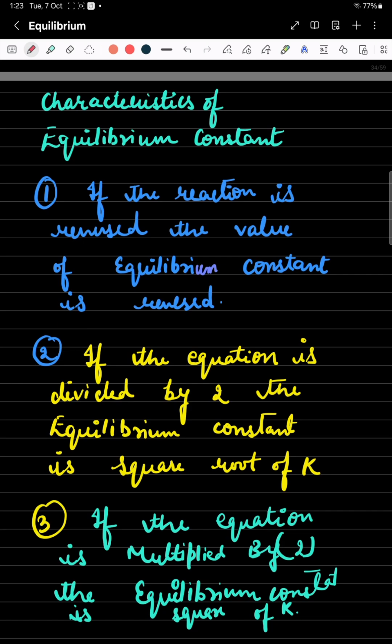Okay, so what are the characteristics of the equilibrium constant, which is defined as K? How is it useful in your chemical reactions? What are the applications of these? So, let's understand. If the reaction is reversed, then the value of the equilibrium constant is inverted. Suppose any reaction is given and you simply reverse that reaction, writing it in a reverse manner. So the value of the equilibrium constant will simply be inverted.